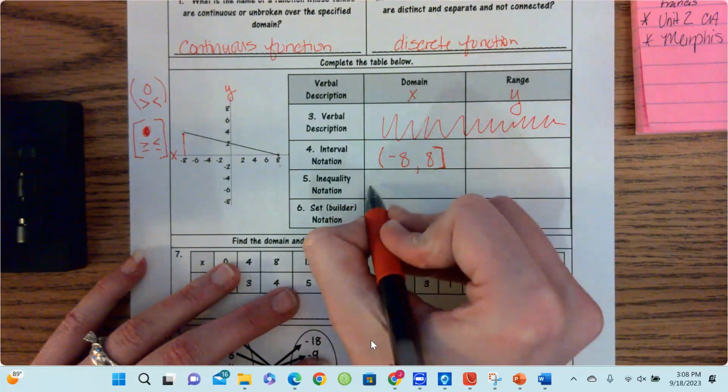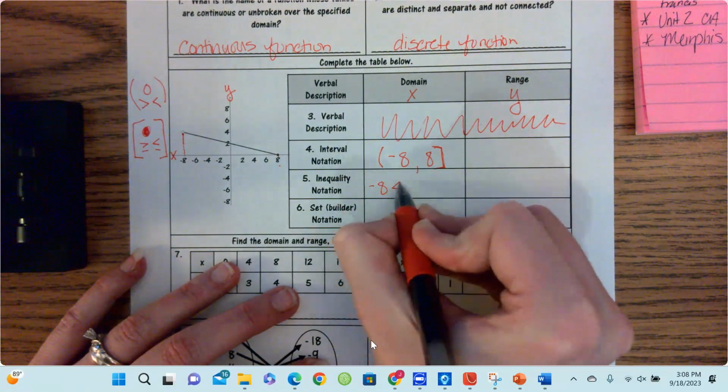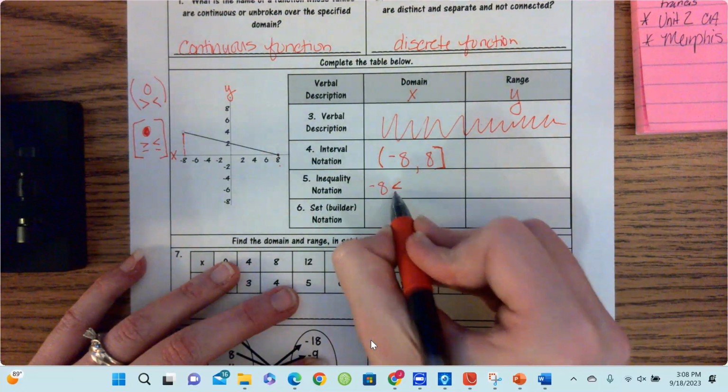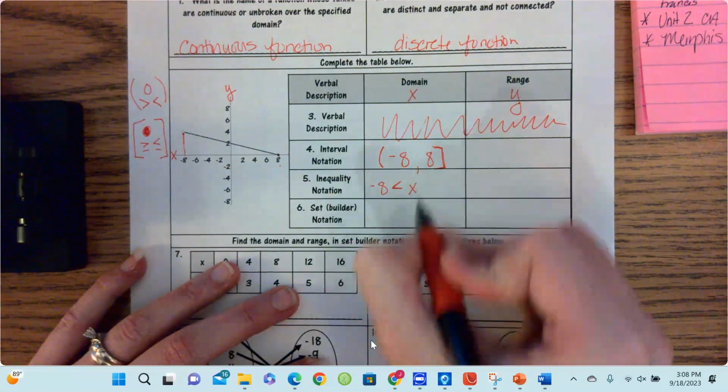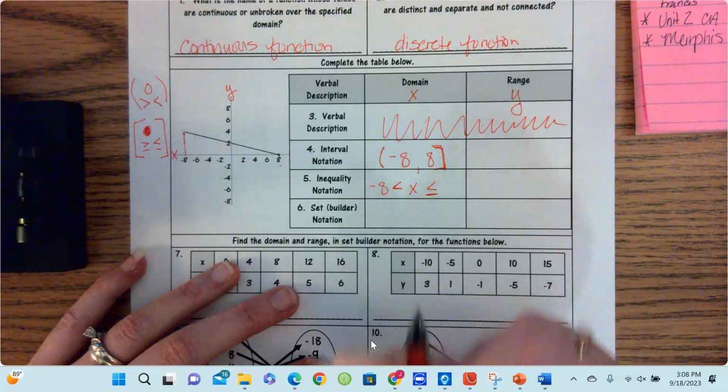So as an inequality, remember when we have two numbers like this, the sign always goes this way. If it's a parenthesis, it doesn't get a line, x in the middle. If it has a bracket, it does get the line.